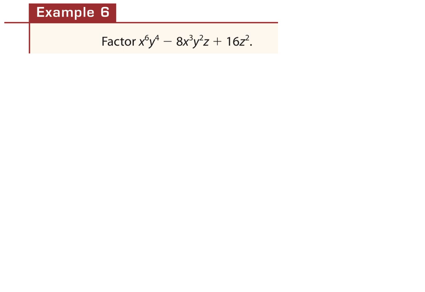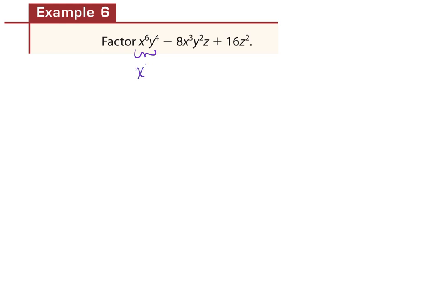My first step is to make sure I do not have anything in common between all of them. I have a 1, an 8, and a 16, nothing. x to the 6th, y to the 4th, x cubed, y squared, z and z squared, nothing. So now I'm going to see if I have a perfect square trinomial. This has a perfect root. How do I know that? They're all divisible by 2, so my exponents are all divisible by 2.